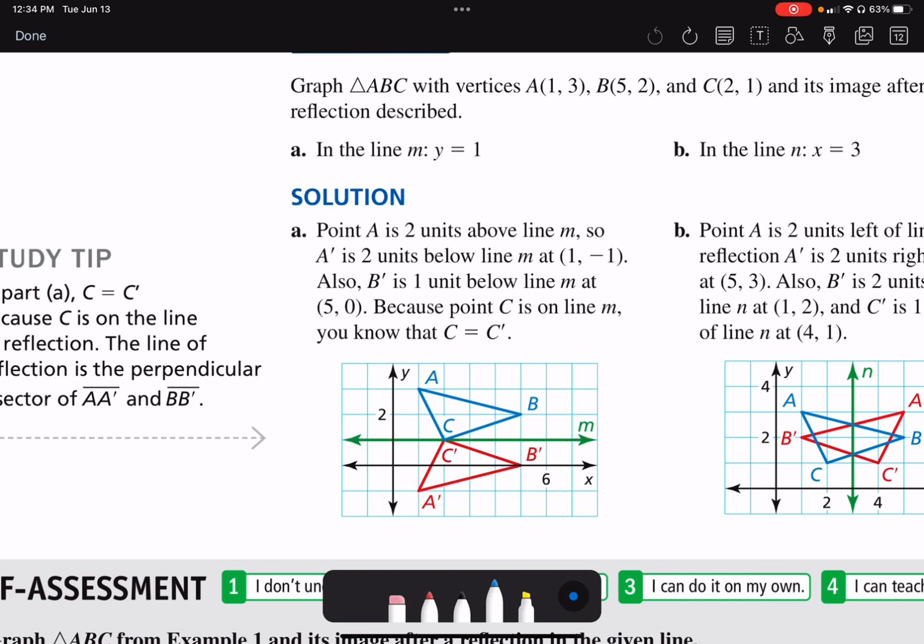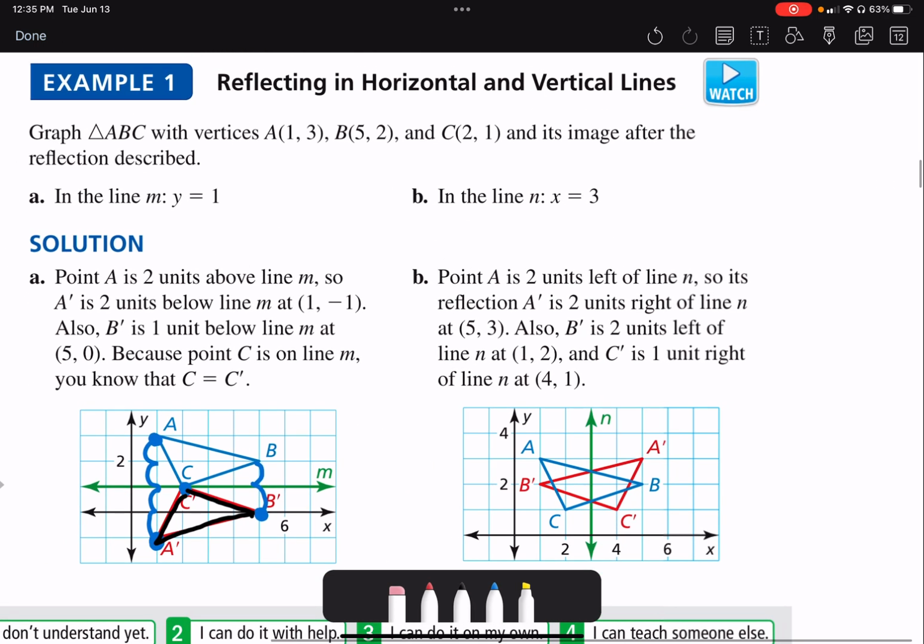So let's start off with A. I see A 2 places away from line M, so I'm going to go 2 places away from line M. That is my A prime. B is 1 place away from line M, so B prime is going to be 1 place away from line M. C is on line M, so C prime is also going to be on line M. Now that is my reflected image from triangle ABC. It's pretty simple.